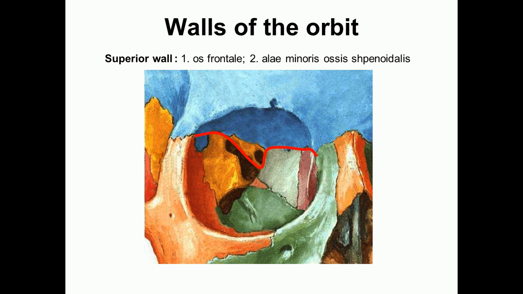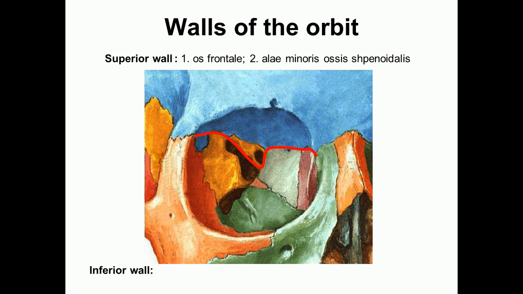Os frontale and ala minor ossis sphenoidalis. Or we should say in singular ala minor ossis sphenoidalis, because in one orbit there is only one wing of the sphenoid bone. So 2 bones form the superior wall.